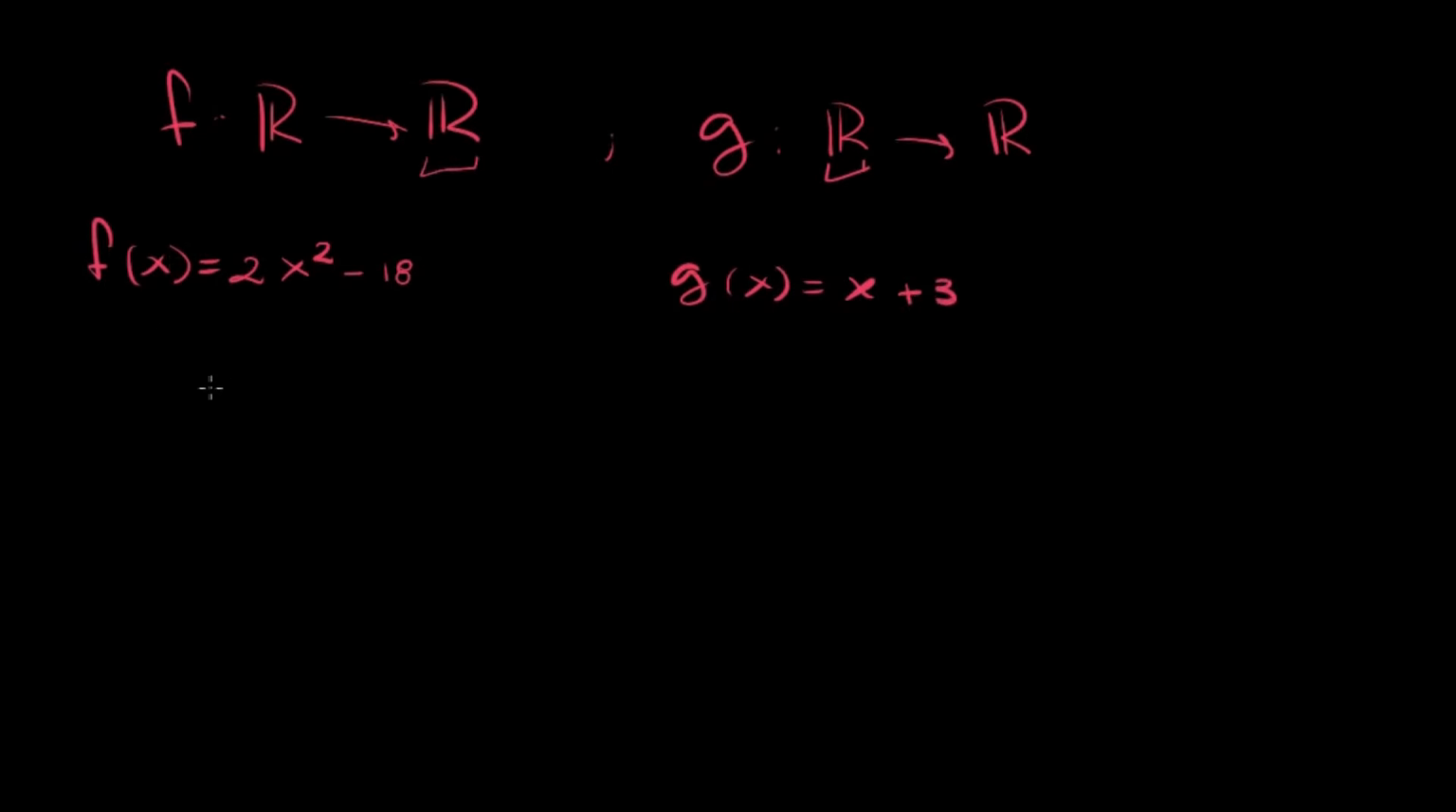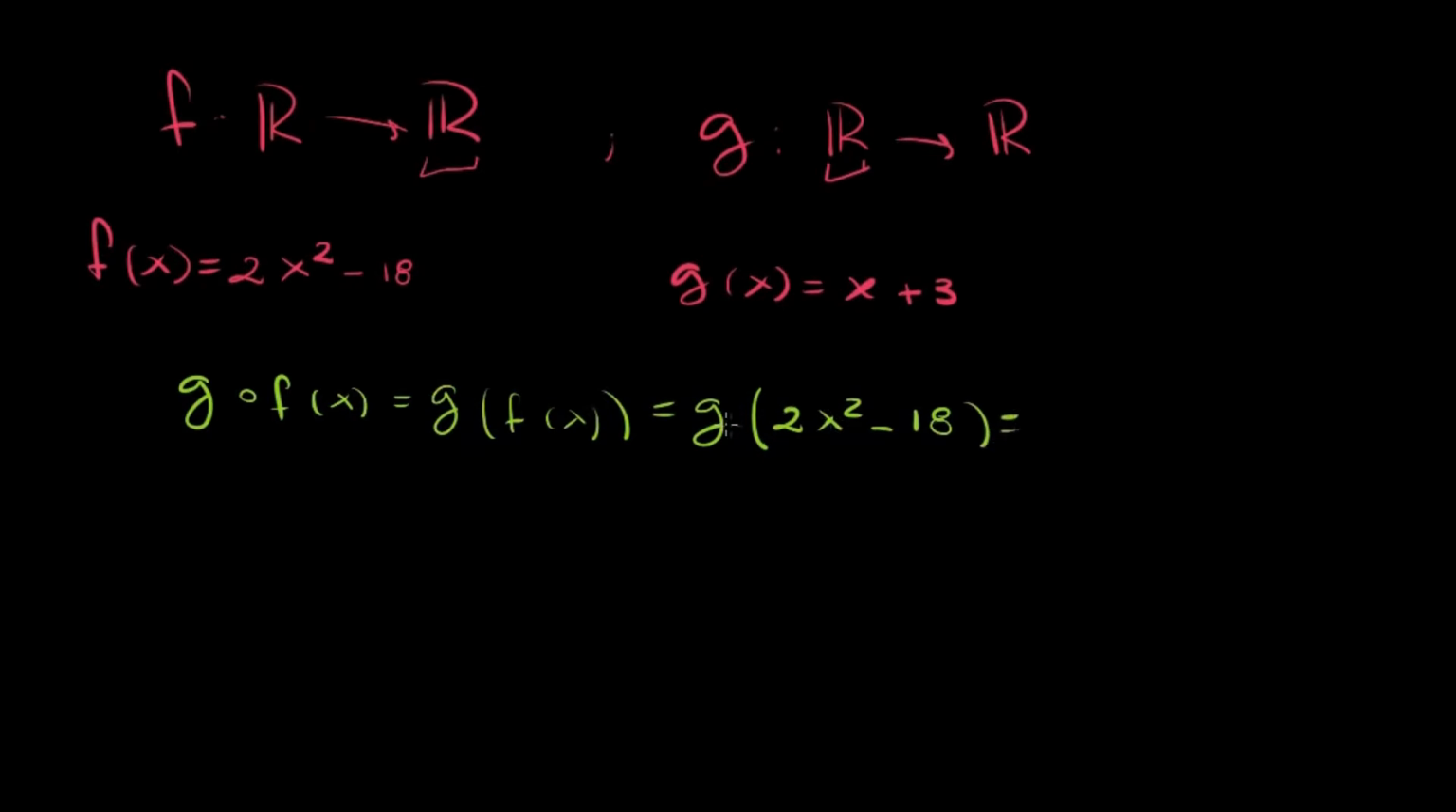So let's first talk about g composed with f in an element x. The definition of composition says that g composed with f is g evaluated in f of x. Now f of x is this definition here, so this would be g evaluated in 2x squared minus 18, so 2x squared minus 18.